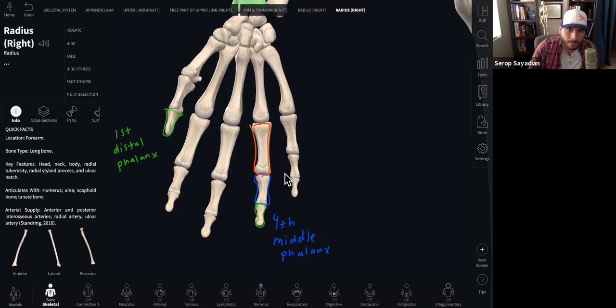All right. Let's do another one. What is this one here? The fifth proximal phalanx. Very good. Fifth proximal phalanx. So, I know this is not a math class, but who can tell me how many phalanges are in one hand?